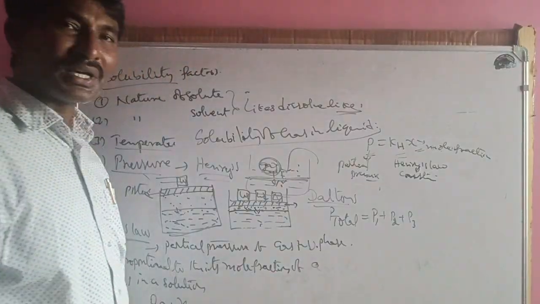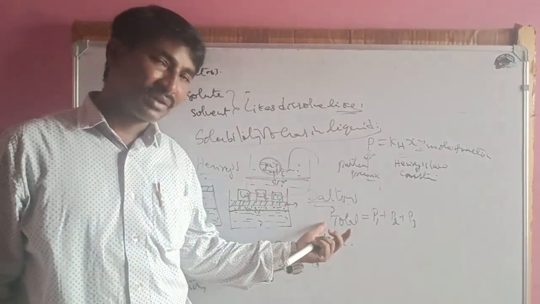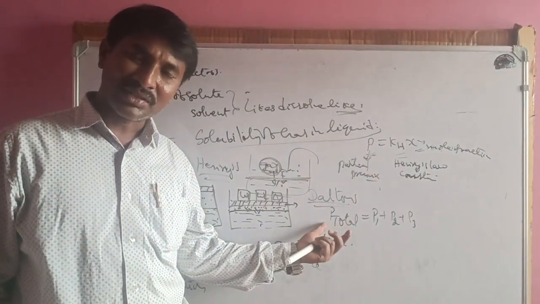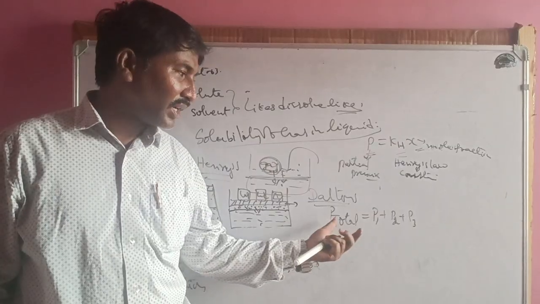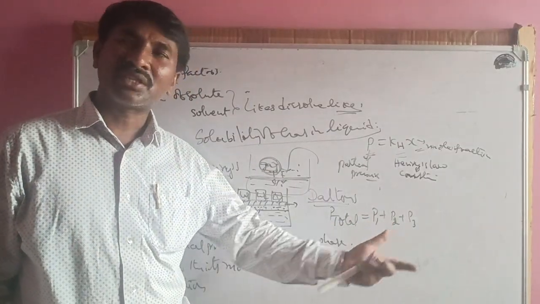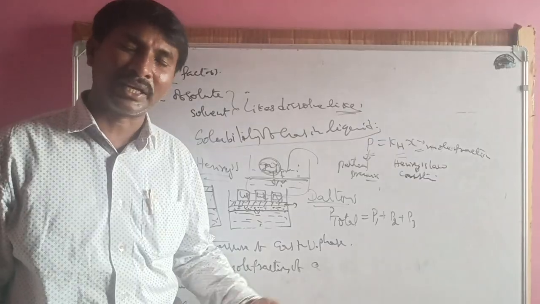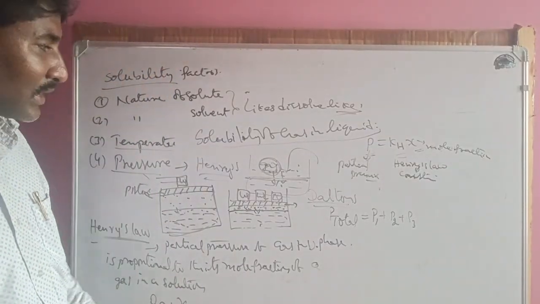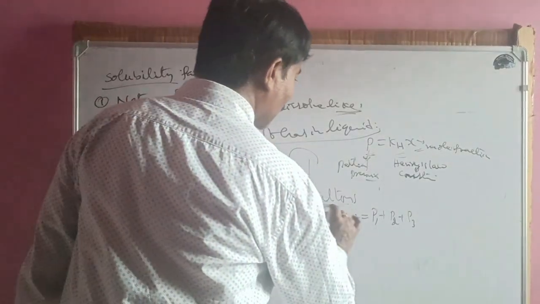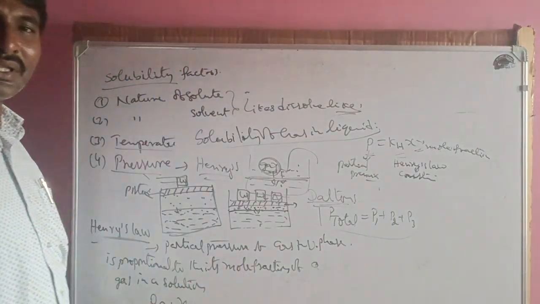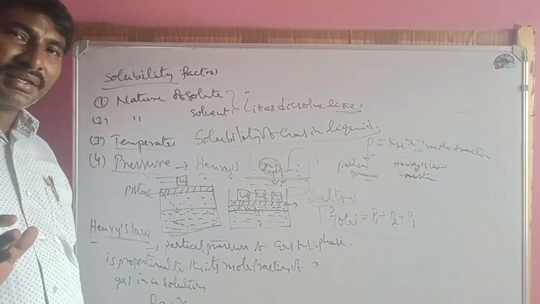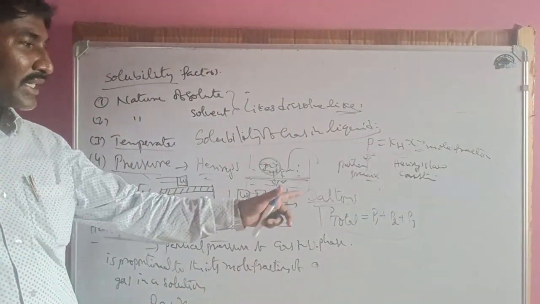Partial pressure of individual gases. The pressure of the gaseous mixture is equal to the sum of the partial pressures of the individual gases, P1, P2, P3 like that. So this is according to Dalton's law.